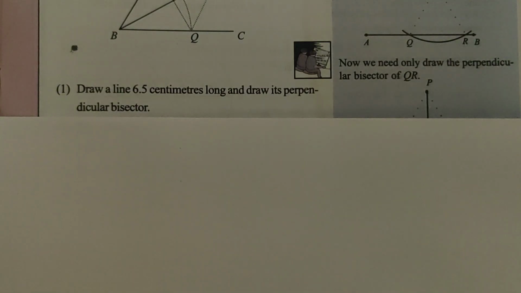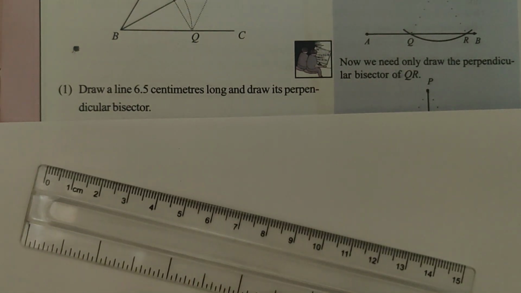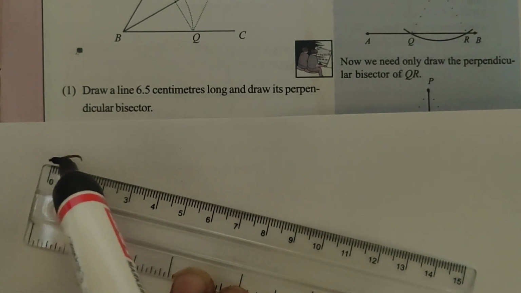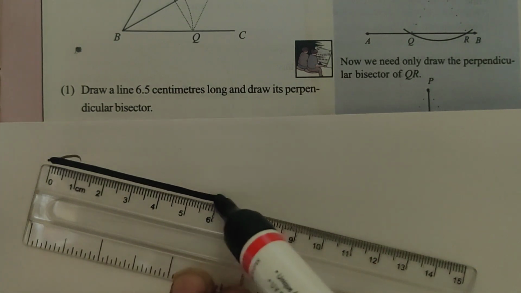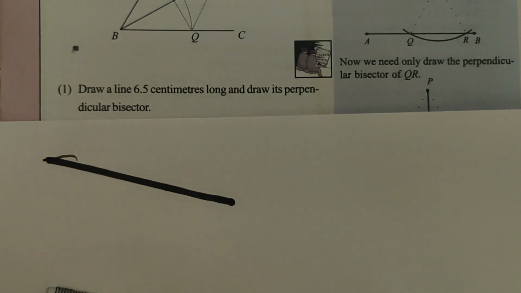And next there is a question you can see. Draw a line of 6.5 centimeter long and draw its perpendicular bisector. How do you draw it? You can use a scale and take the distance 6.5 centimeter. You can draw from the point 0, a line that is 6.5. At the point 6.5, you stop this line, and now we have a line of 6.5.